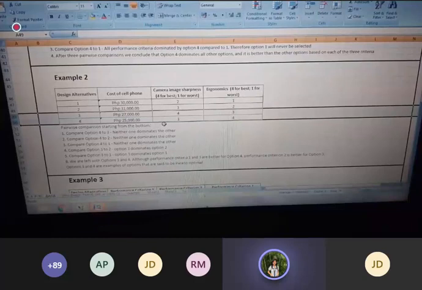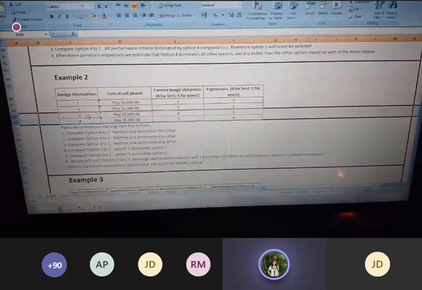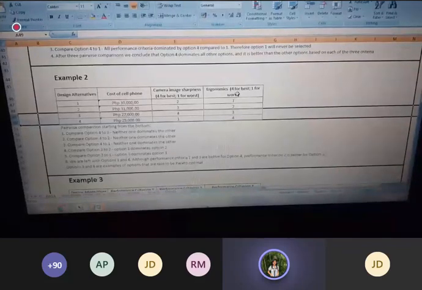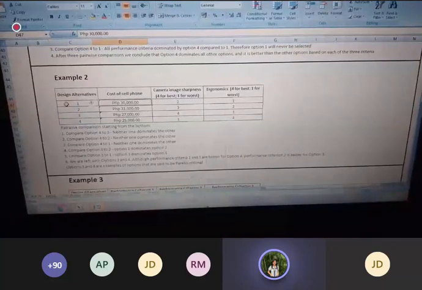Today, for example number 2, we have 4 design alternatives, and the performance criteria would be the cost of the cell phone, camera image sharpness, where 4 is the best and 1 is the worst, then ergonomics, where 4 is the best and 1 is the worst. So consider that we have 4 design alternatives. This would be the cost of the cell phone for each design alternative, this would be the value for the camera image sharpness, and for ergonomics, 4 is the best.